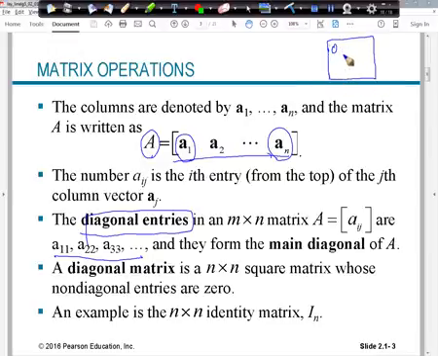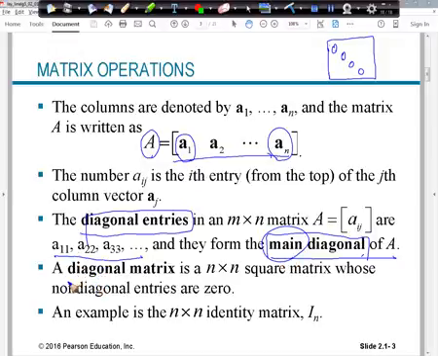So these are our diagonal entries: A11, A22, A33, and so on. They form the main diagonal of A. That's just a term.